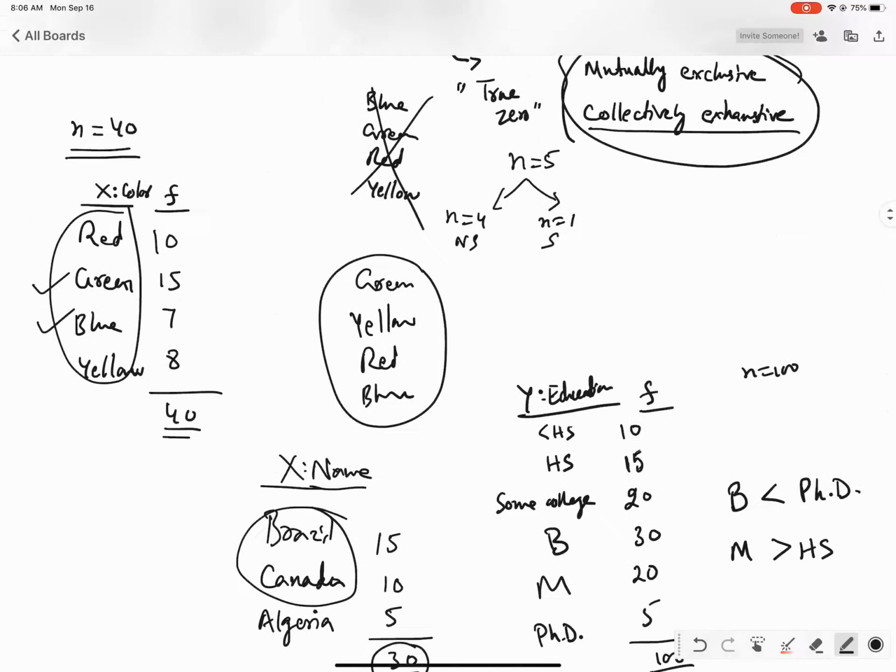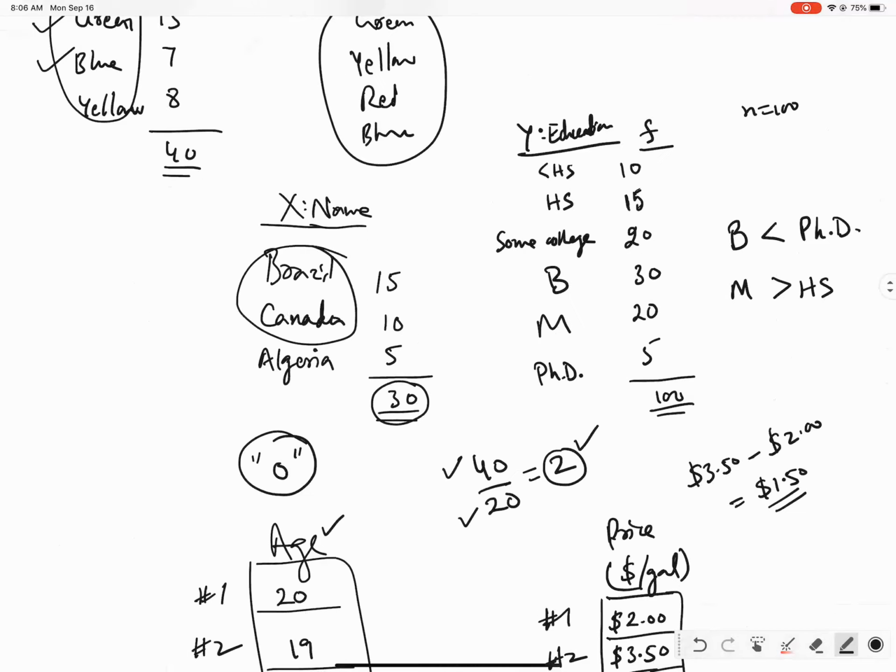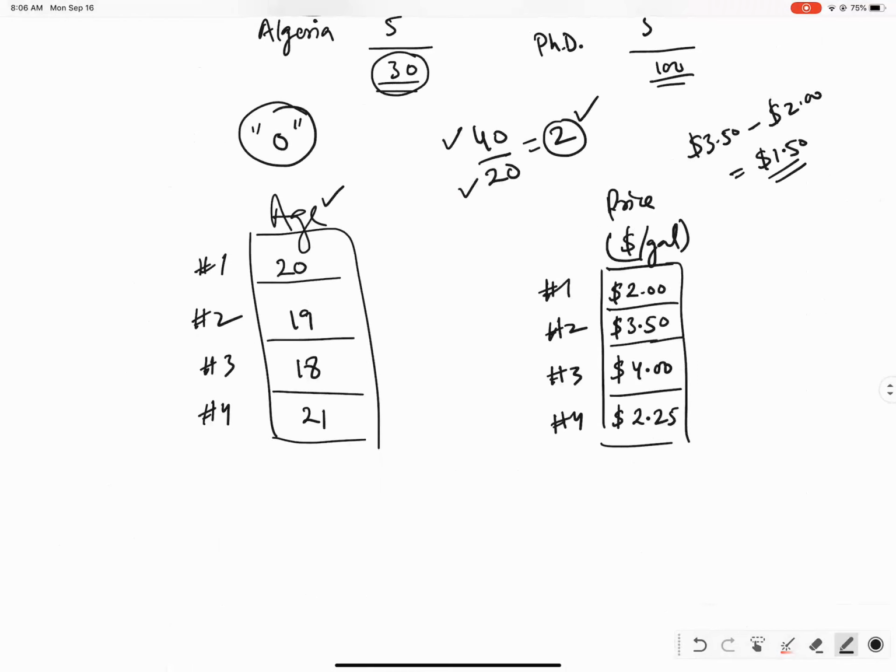However, we have learned that there are two types of numeric variables. So how do we know whether price is interval or ratio? Price is a numeric variable, but is it interval or is it a ratio variable? Well, the test again is the presence or absence of this true zero.